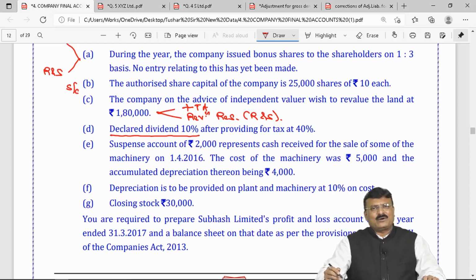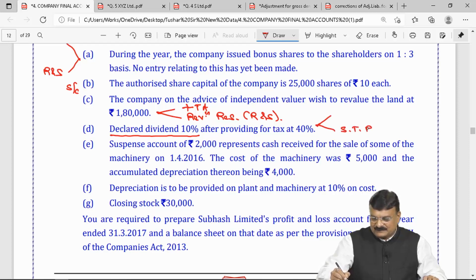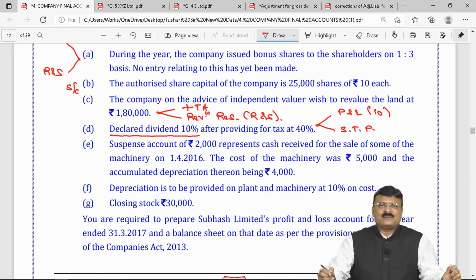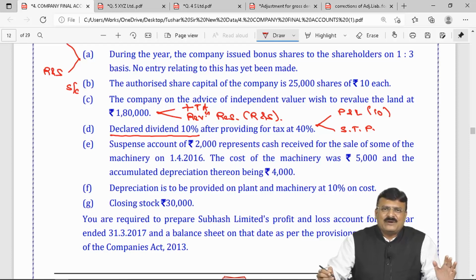Provision for taxation at 40% will be the last calculation after making P&L statement. Provision for taxation will be short-term provisions, and then on the face of P&L it is point number 10, tax expenses. In that it will be current year's tax. Suspense account of 2000 represents cash received. So 2000 is amount received for sale of some of the machinery on 1/4/16. Our year end is 31st March 17. So we are selling machinery on the very first day of the current year. So 2000 is selling price, amount received by you for sale of machinery.